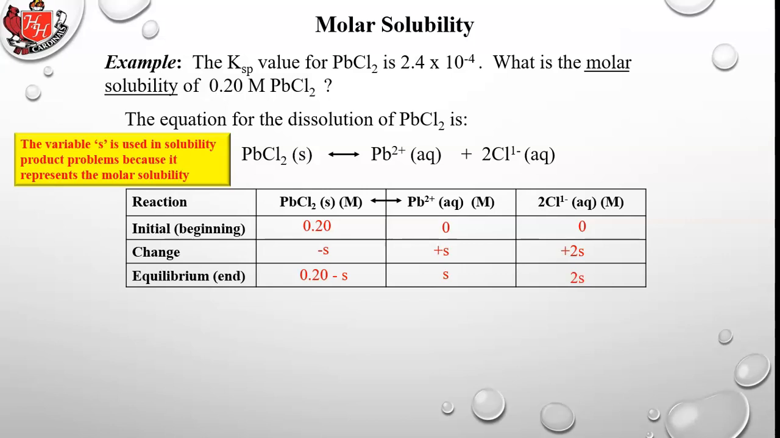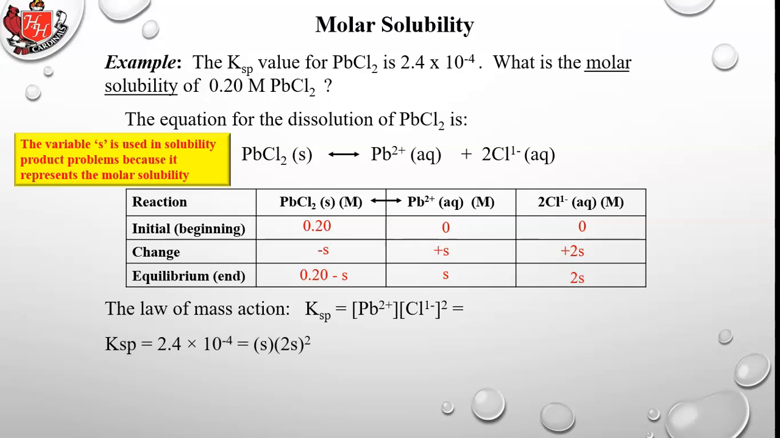Now you write the law of mass action, and there it is. Ksp equals Pb times Cl raised to the second power. You do not include the PbCl2 because it is a solid. So all you have are the products up on the top. And now if you plug in the number for Ksp, 2.4 times 10 to the negative fourth, and you plug in the algebraic expressions for Pb and Cl, you have an S in the bottom equilibrium line and a 2S on the bottom for Cl on the equilibrium line.